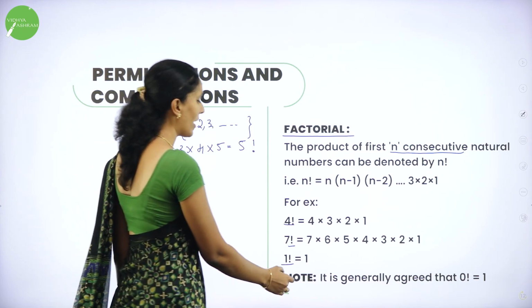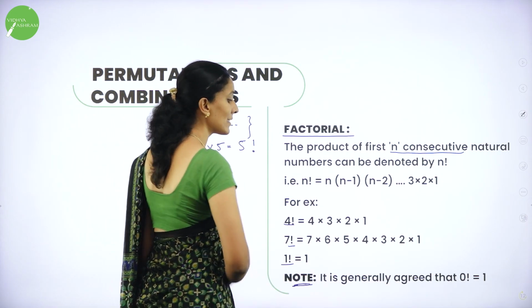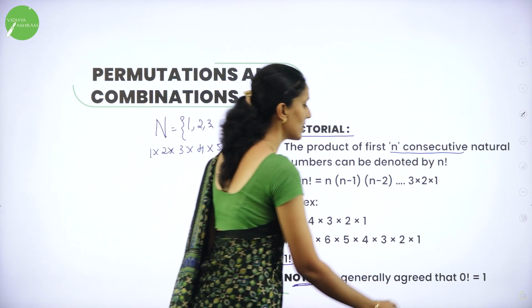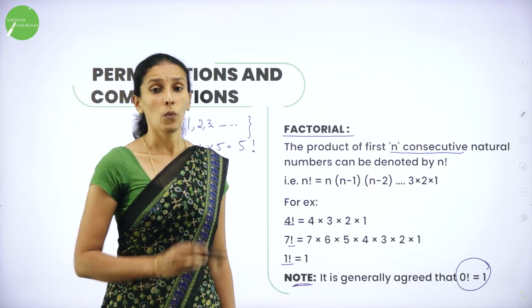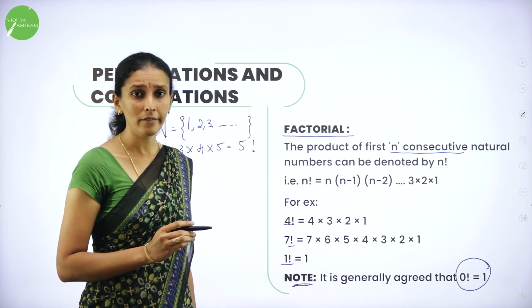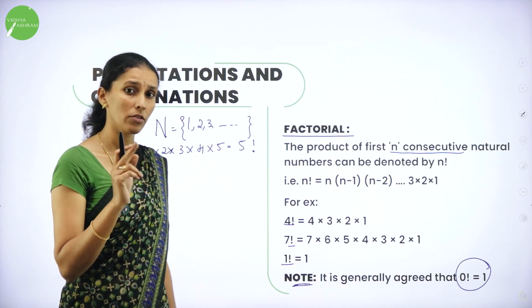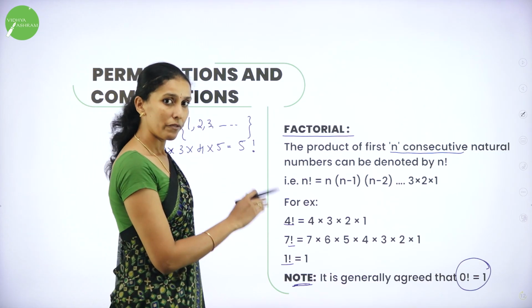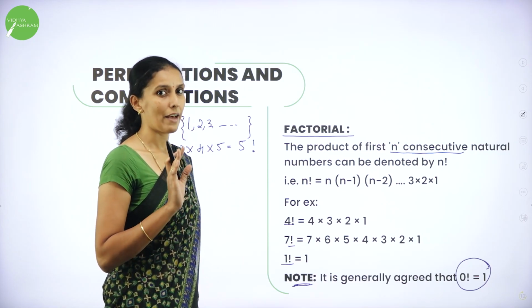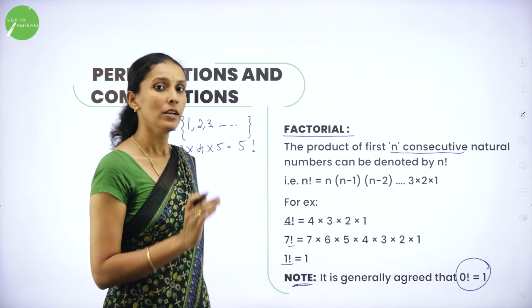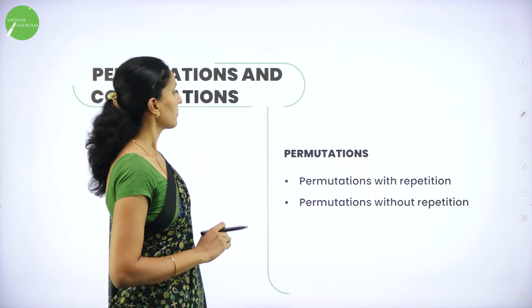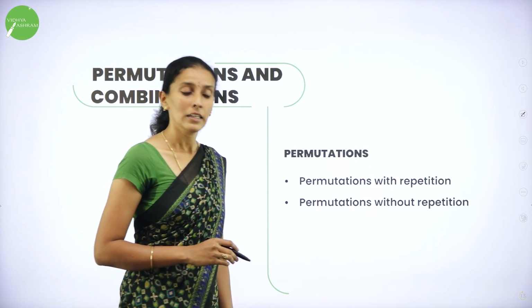Okay. So it is generally agreed that 0 factorial is always 1. So why is 0 factorial always 1? I'll tell you in my next video, so keep watching it. But all the mathematicians have agreed that 0 factorial, we can take it as 1. So, next one. Now, we have permutation.